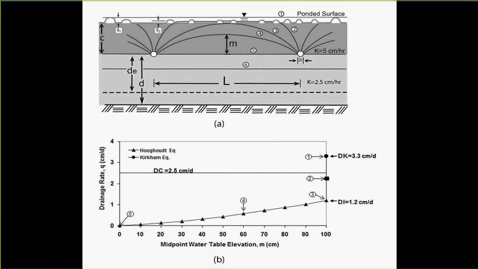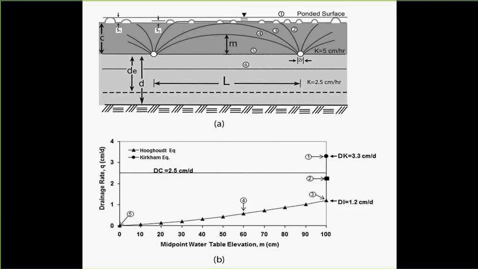So the water table is originally 100 centimeters above the drains. The drains are 100 centimeters deep, and the water table is all the way over here. This is the water table elevation above the drain, 100 centimeters, and the flow rate being drained is calculated by the Kirkham equation. As time goes along, that curve develops from situation 1 to 2 to 3, and 3 is where the water table midway between the drains is right coincident with the surface.